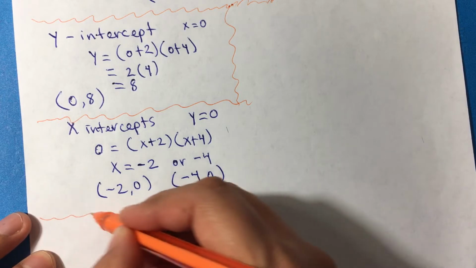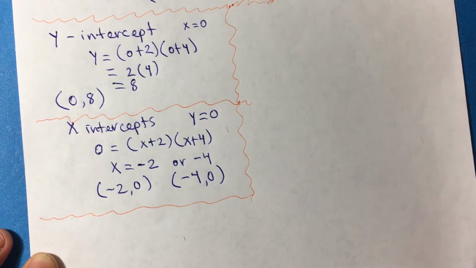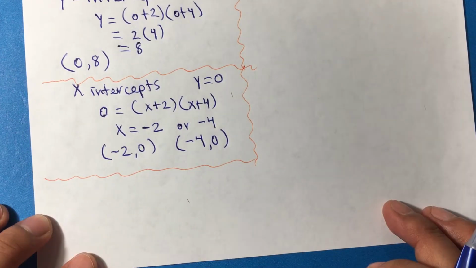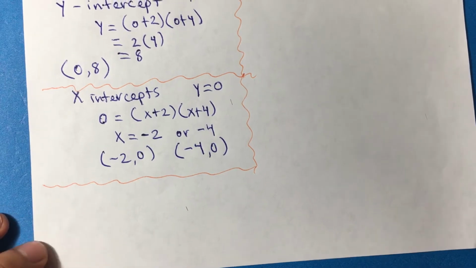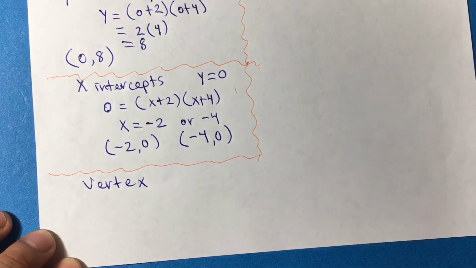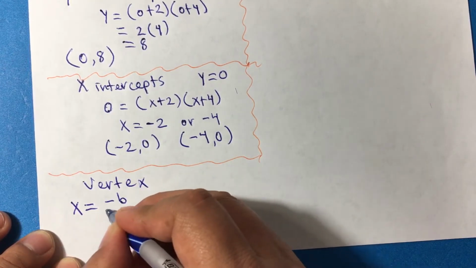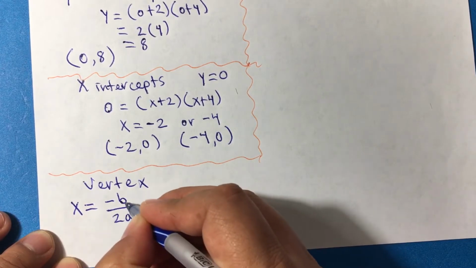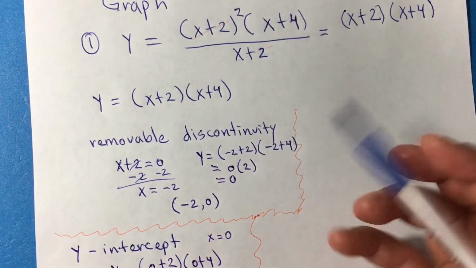So we have our x-intercepts, we have our y-intercept, and we have the hole created by the removable discontinuity. The only other thing that we need in a parabola is the vertex. For the vertex, you need the formula x is equal to negative b over 2a. To be able to find the vertex, you need to have the equation in descending order.